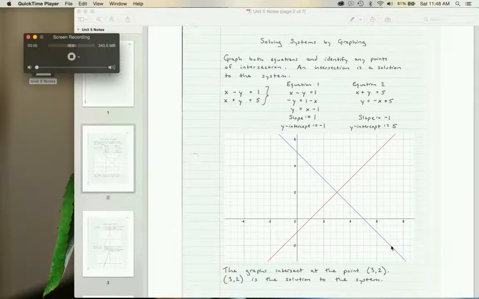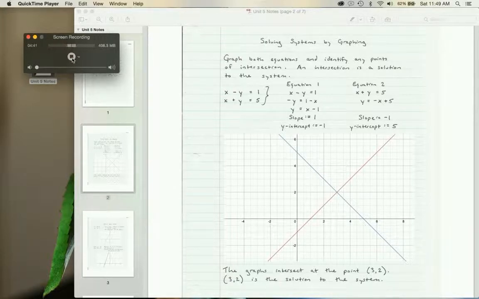Once we have these two equations graphed, you will see that they intersect, and thankfully they intersect at a very nice clear point here. This looks like the x value is 3 and the y value is 2. So when x is 3, y is 2. That gives us an ordered pair. The graphs intersect at the point 3, 2, and we know that 3, 2 is a solution to the system. Okay, if 3, 2 is a point that is on both lines, then we know that 3 and 2 for x and y will satisfy both equations, making it a solution.